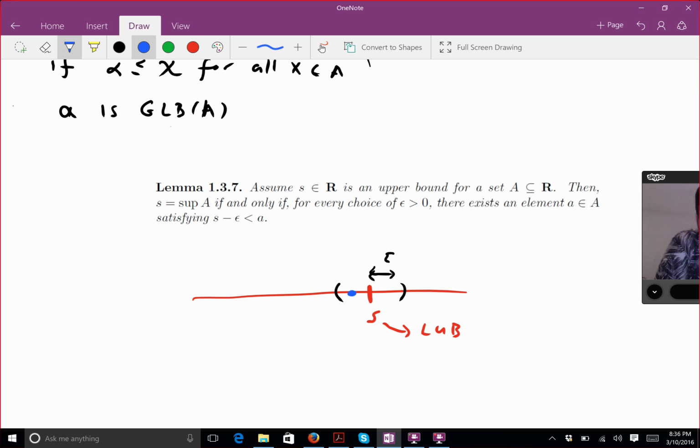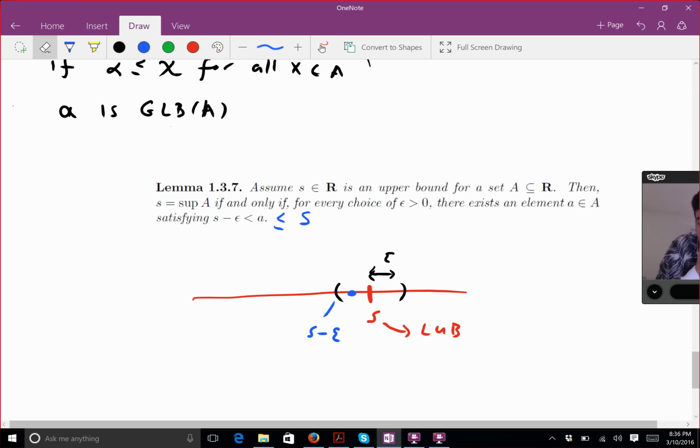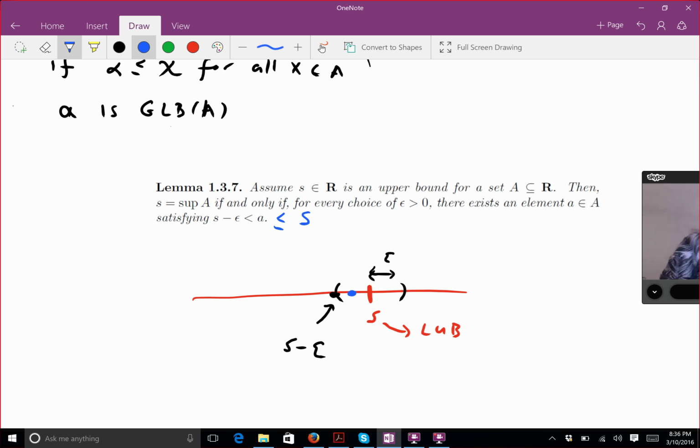So notice that A has to be greater than S minus epsilon. This is the point S minus epsilon, right? So there has to be some value of A greater than S minus epsilon. Let me put everything in the same color. So this guy here is S minus epsilon right here. And what the theorem is saying is that for every epsilon, I have to be able to find some value of A that's between S minus epsilon and S.